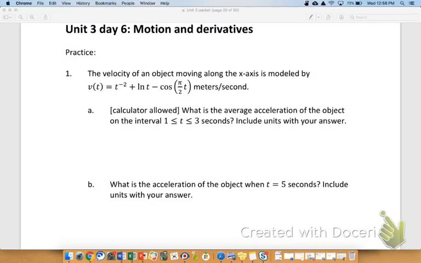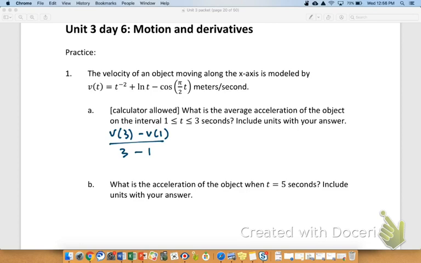So yesterday, here's where we finished, and I'll put this back up here. The average acceleration of the object on the interval 1 to 3 seconds. I settled on this. I said that it was v of 3 minus v of 1 over 3 minus 1. But I know as we left, there were at least a couple of folks who thought it was something different.